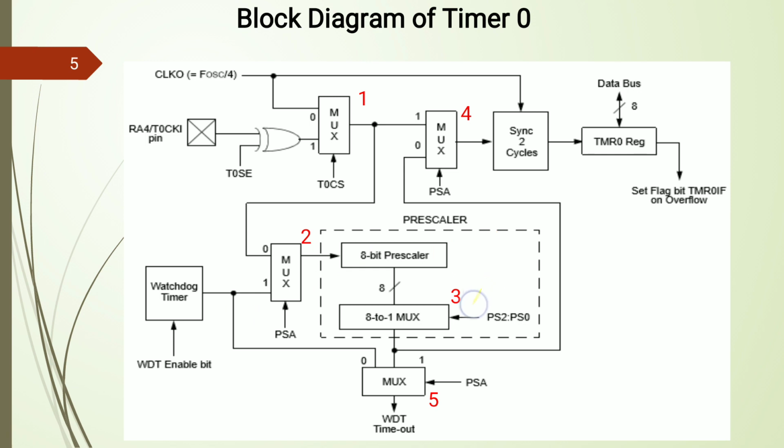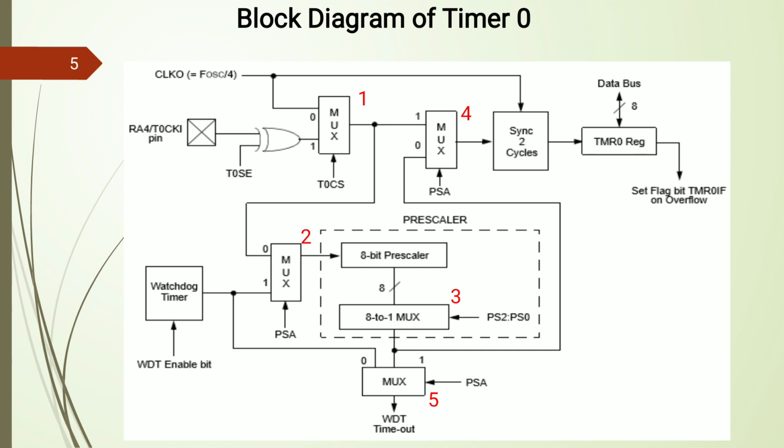Here in the prescaler circuit, mux 3 takes a signal from the watchdog timer and it generates an event by reaching the maximum count with the help of the selected ratio. So the output of mux 3 is again applied to mux 5. Here PSA is equal to 1, so mux 5 is able to connect with the output provided by mux 3. Again the output of mux 5 is connected to the WDT timeout section. So in this case timer signals are disabled and watchdog timer signals are enabled, which are processed.